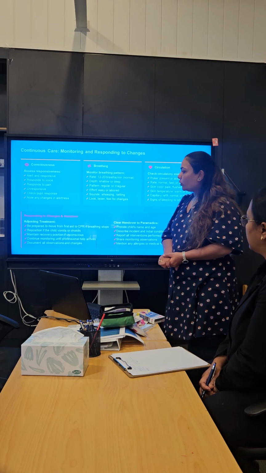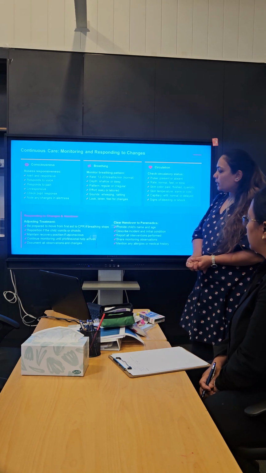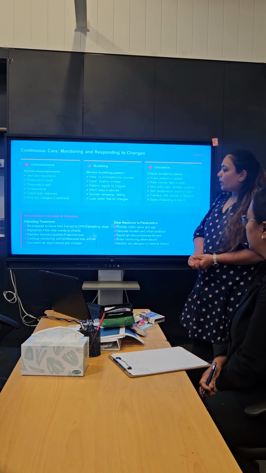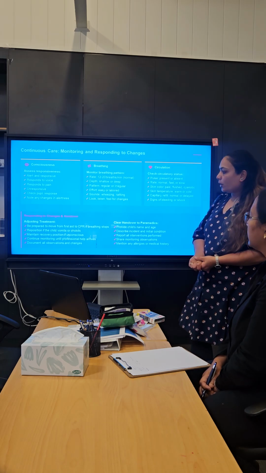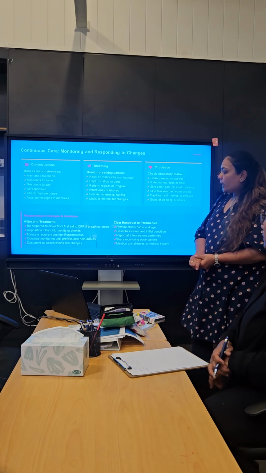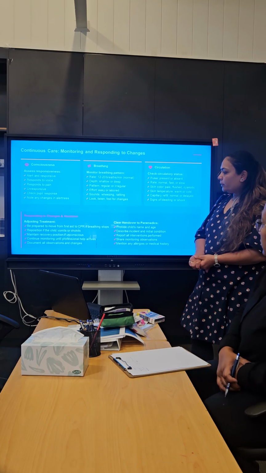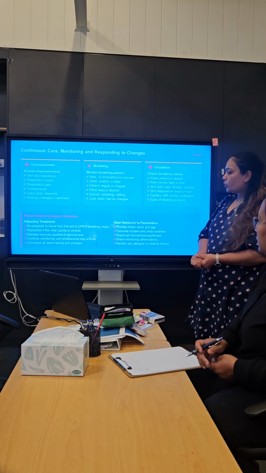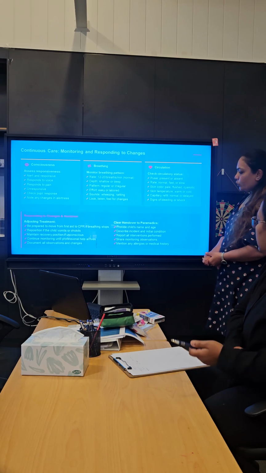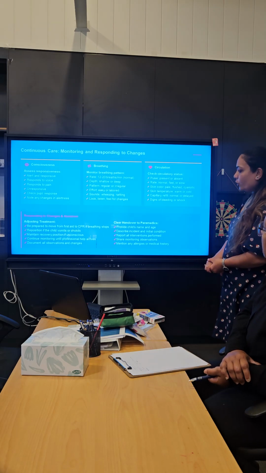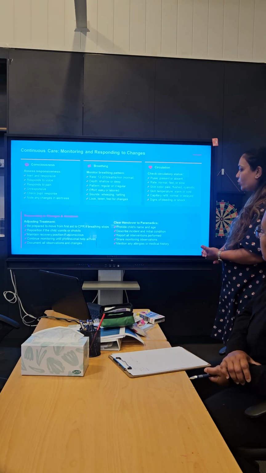Responding to changes and handover, adjusting treatments. Be prepared to move from first aid to CPR if breathing stops. Reposition if the child vomits or chokes. Maintain the recovery position if unconscious. Continue monitoring until professional help arrives. Document all observations and changes.